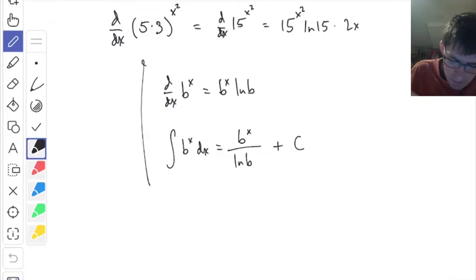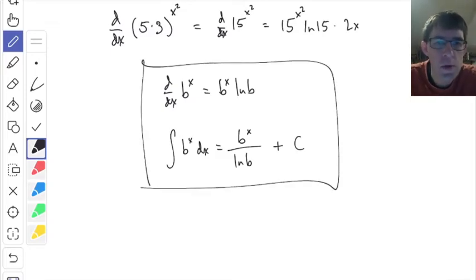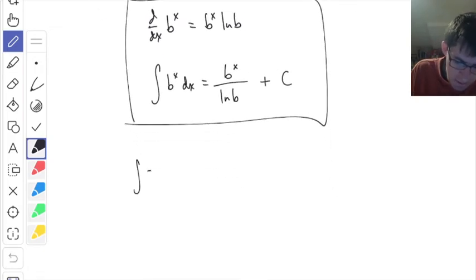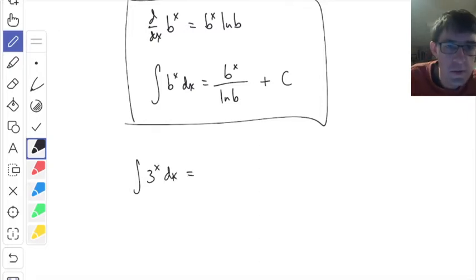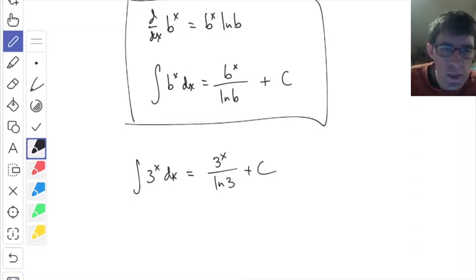So these sort of go together. For the derivative, you multiply by the natural log of the base, and for the antiderivative, you have to divide. No big deal. Let's do a couple of examples of the antiderivative formula. If it's just like this, then this is easy enough. You just plug directly into the formula. With b as 3, I get 3 to the x divided by ln 3. That's not terribly interesting. I just plug immediately into the formula.